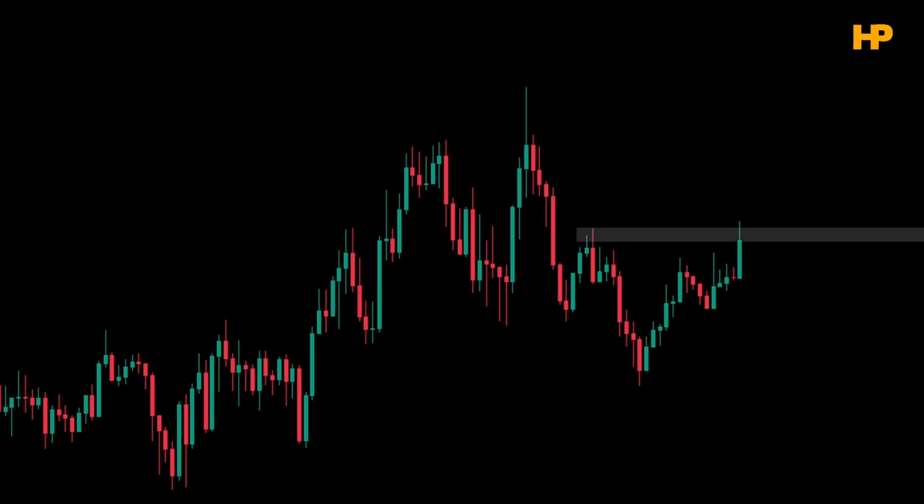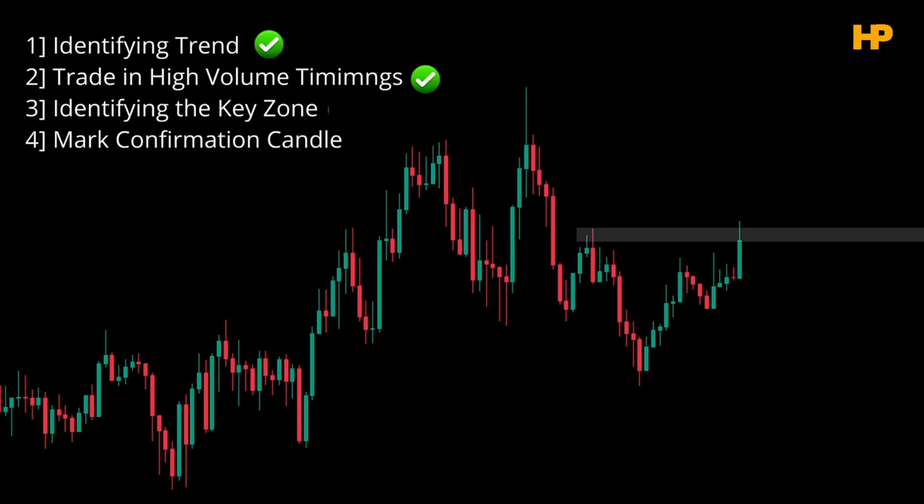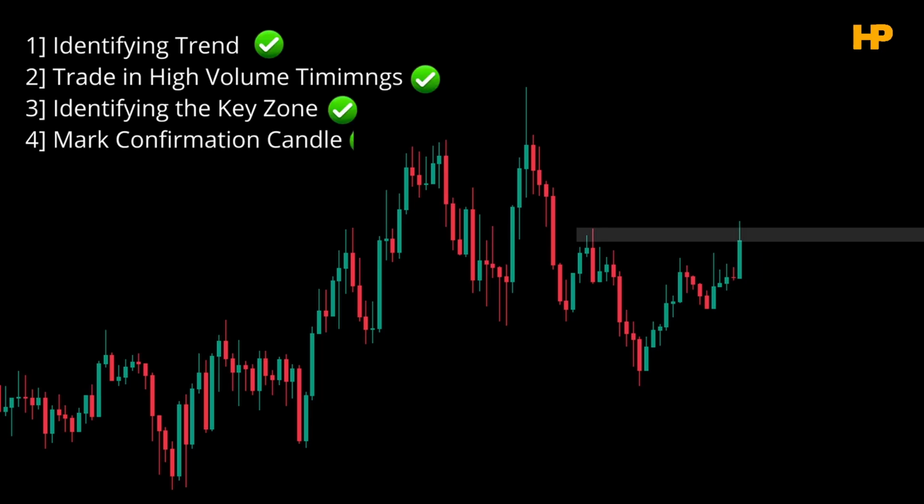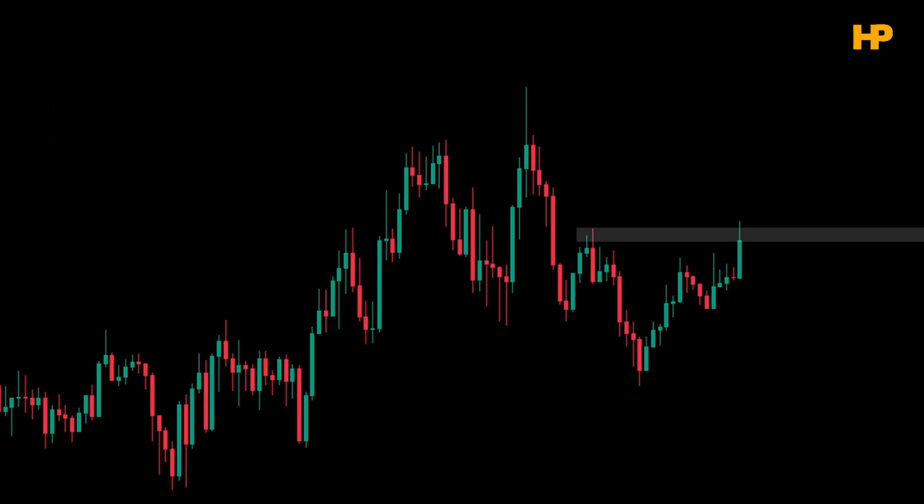A fresh support zone, at least 25 pips wide, formed within the last day. This is our third rule, identifying the key zone. This is a breakout setup at London Open. On a 15-minute chart, we have to identify the current trend of the market. A bullish candle breaks and closes above the resistance of our zone, becoming the confirmation candle. This is our fourth rule, mark the confirmation candle.